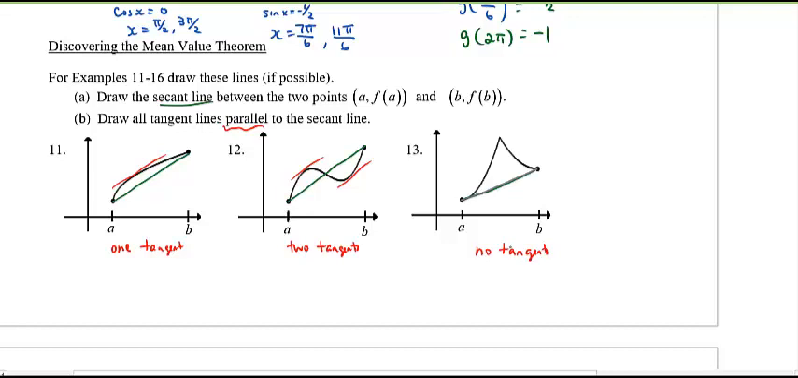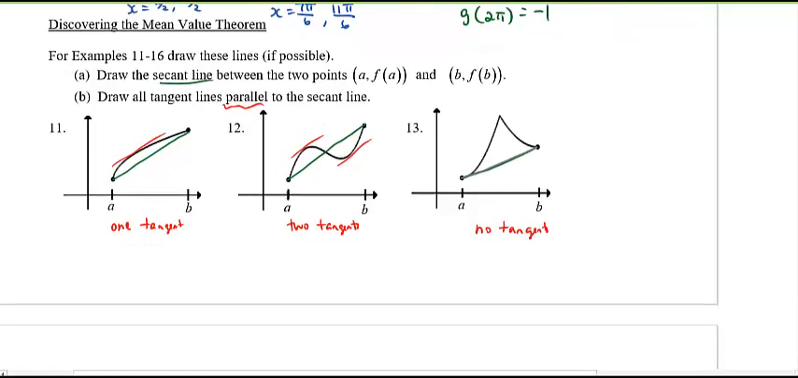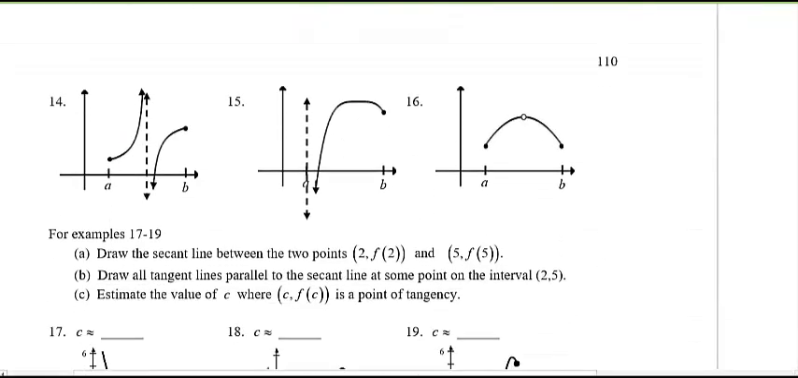How about the rest? Turn the page. Once again, I'm asking for the secant line, then tangent line. So let me draw the secant lines first. Here's the goal. Secant line. Wait a minute. It crosses an asymptote. That's not really a secant line. No secant line. And therefore, of course, no tangents as well.